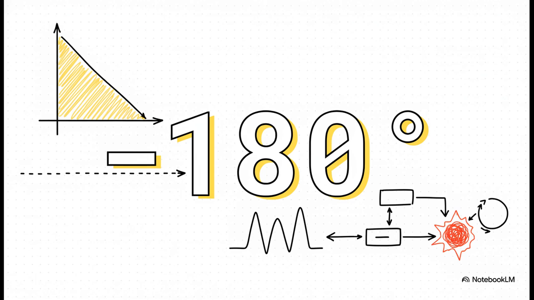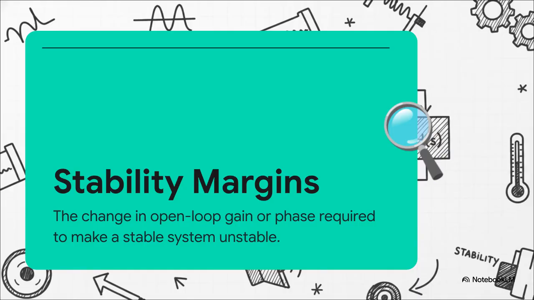If your system's phase shift hits -180 while the gain is still high, the feedback that's supposed to correct errors will actually amplify them. That leads to catastrophic instability. So how do we know we're safe from that critical point? We look at 2 metrics, gain margin and phase margin.